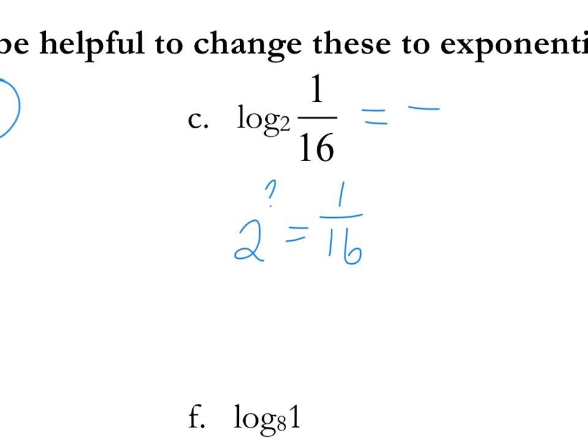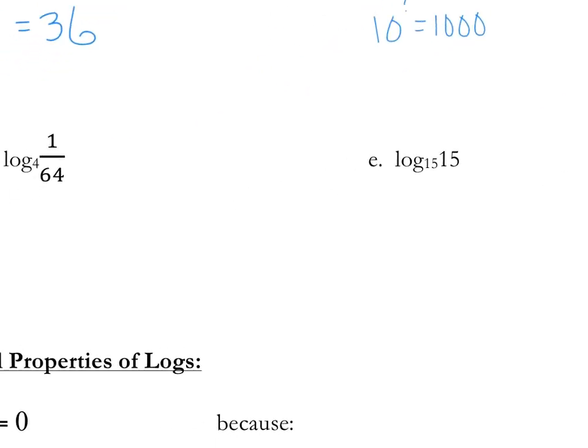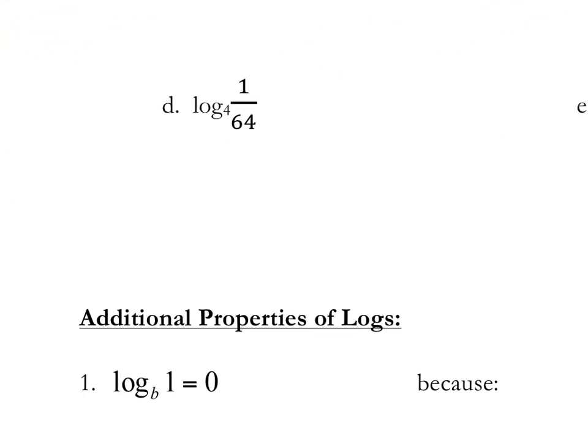Now I'm really trying to figure out 2 to what power is 16. Well, I saw that a little bit earlier. 2 to the 4th power is 16. So log base 2 of 1/16 is really negative 4. Down here on part D, I know that 4 to what power is 1 over 64. Well, I know 4 to the 3rd is 64. So to make it 1 over 64, it's going to be negative 3.